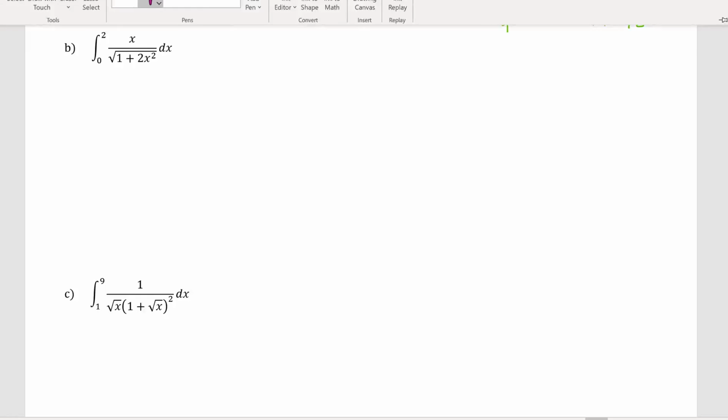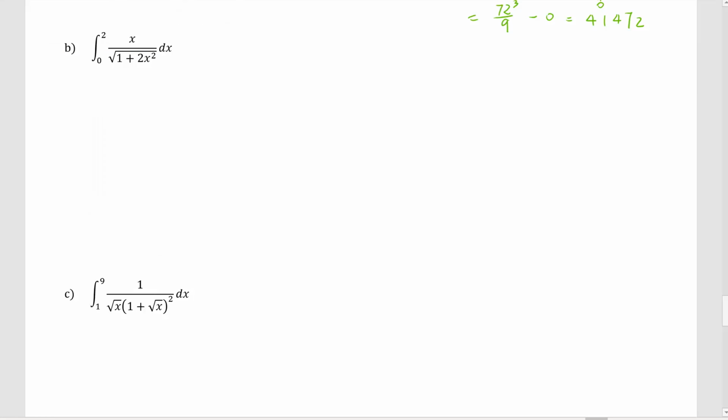So let's continue. First, let u be the inner function. Here the inner function is this, right? u is 1 plus 2x squared. Then du is what? 2 times 2, 4x dx. Here we don't have 4x dx, we have x dx. So x dx equals 1 over 4 du.